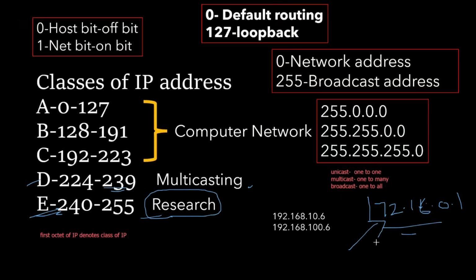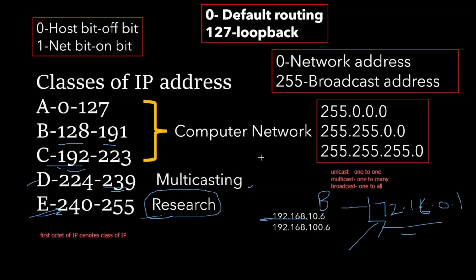In which class is it? Class B. That's okay. Class B, because it comes under this range 128 to 191. It's the same thing as the 192 which we used earlier; that is for class B.